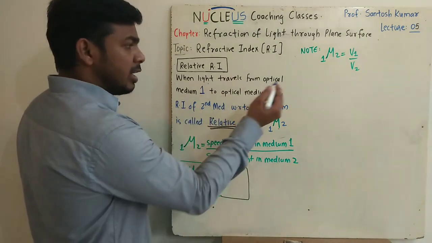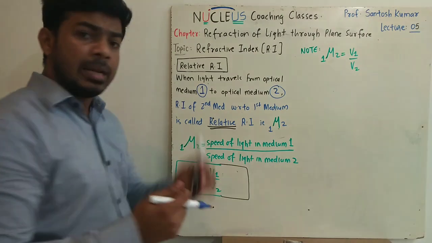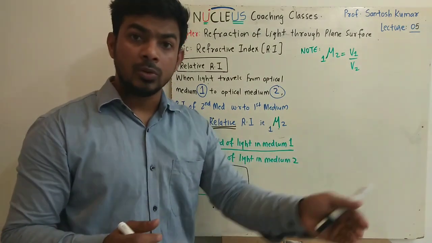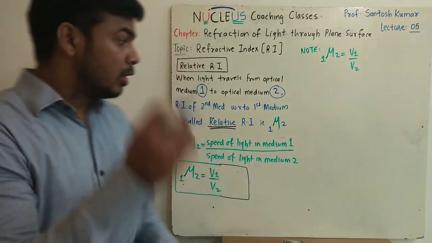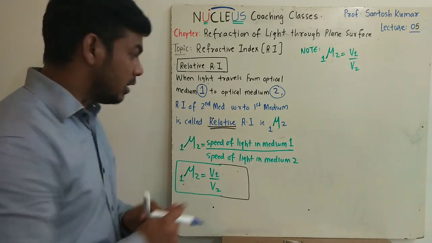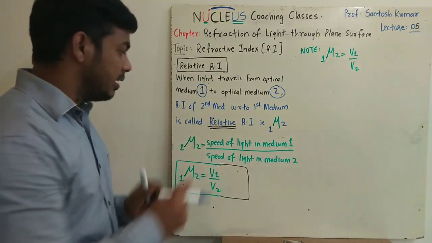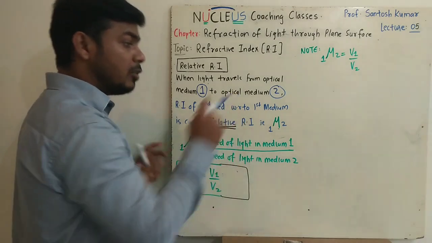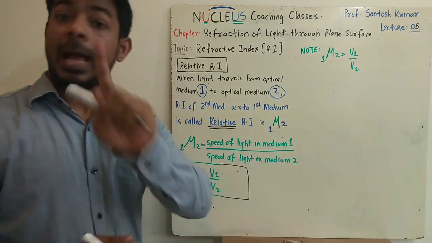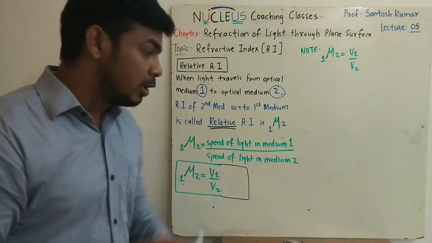But if light is traveling from optical medium 1 to optical medium 2, it can be from glass to water, water to glass, diamond to water, diamond to glass. It can be any two media. So whenever light travels from optical medium 1 to optical medium 2, the refractive index of the second medium with respect to the first medium is called the relative refractive index. So remember, vacuum to a medium is an absolute value. One medium to another medium will give you a relative value.